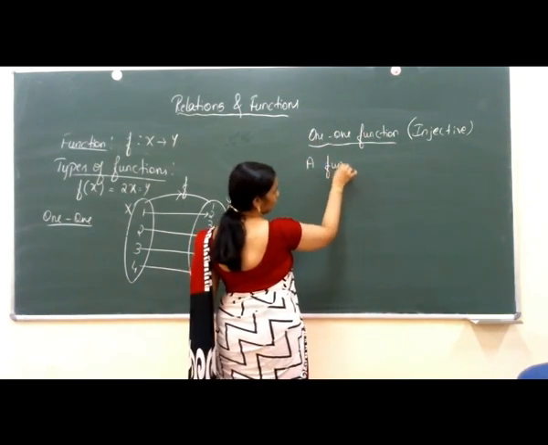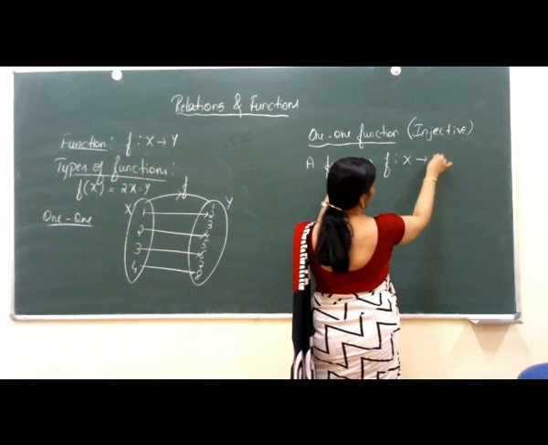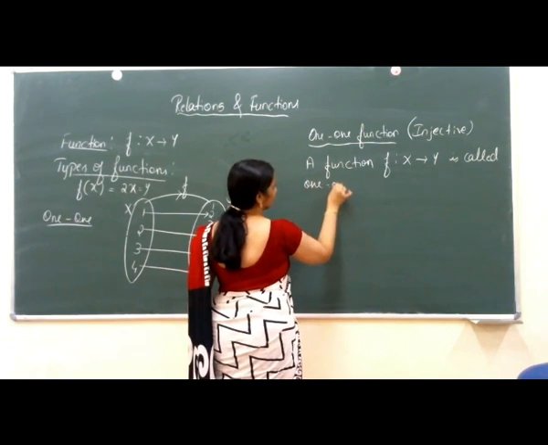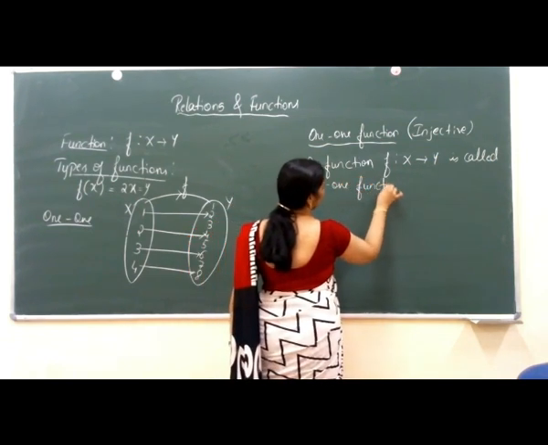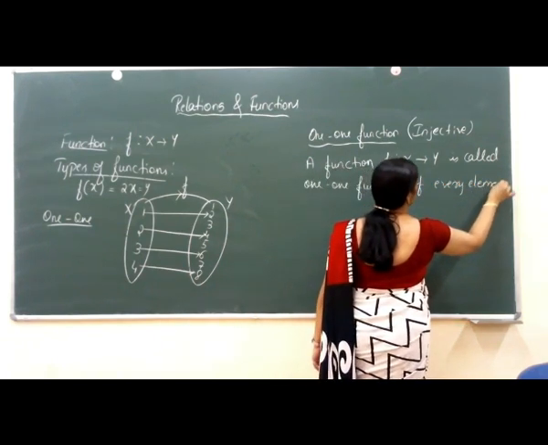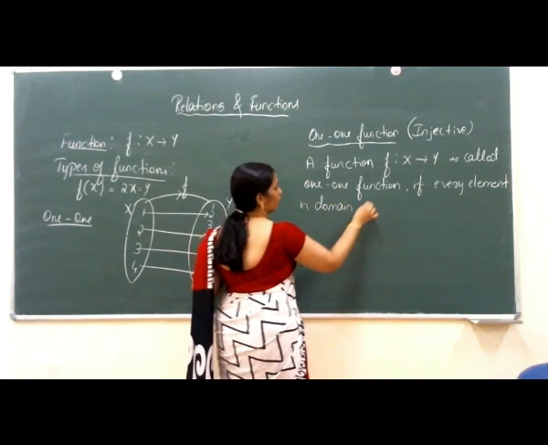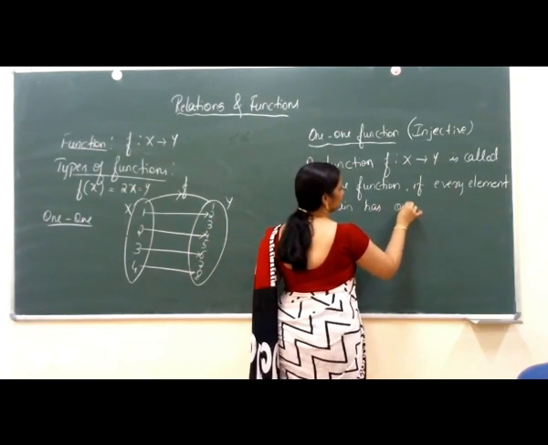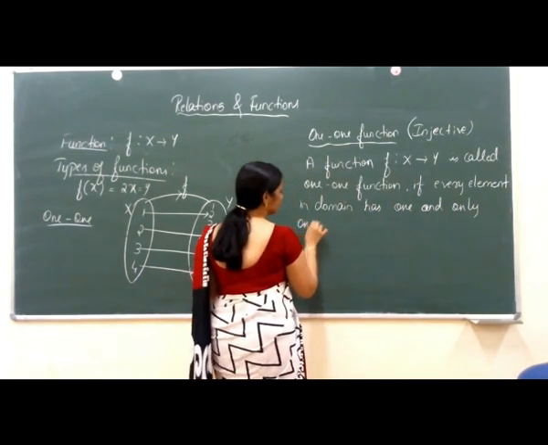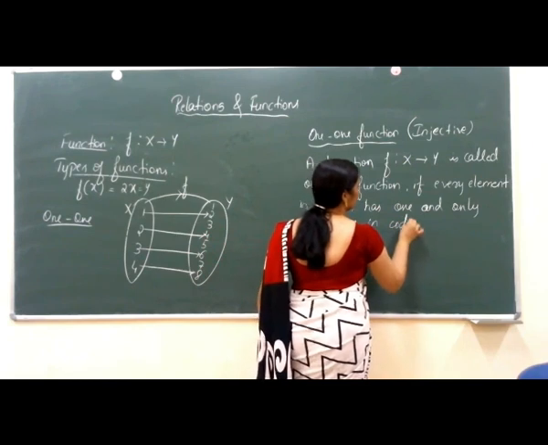So let us write down the definition, take down the notes now. A function f from X to Y is called one-one function if every element in domain has one and only one image in codomain.